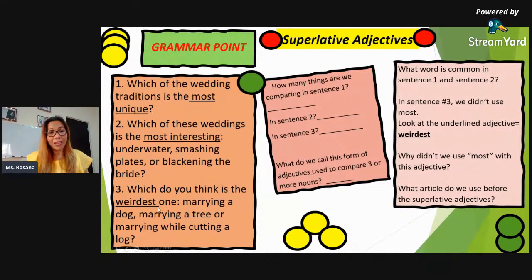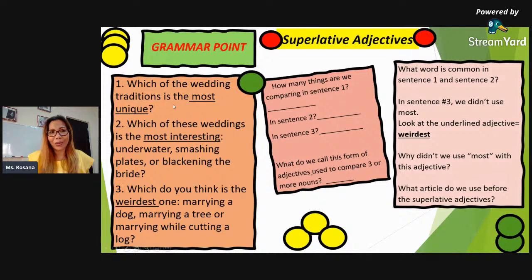All right. Now, here we have unique is 2 syllables, right? Weirdest is 2 syllables. And then interesting is 4 syllables. Why did we use most for interesting? And why did we use est for weird? Okay? Now we will answer that later.